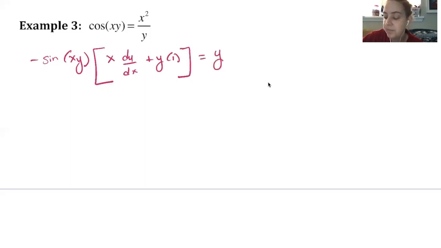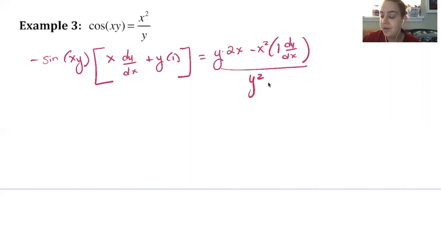So it's the bottom times the derivative of the top minus the top times the derivative of the bottom. The derivative of the bottom is 1. Don't forget dy dx. All over y squared. There's a whole lot going on there. Now, dy dx, we still have to solve for that. There's one on the left, there's one on the right. What are we going to do?